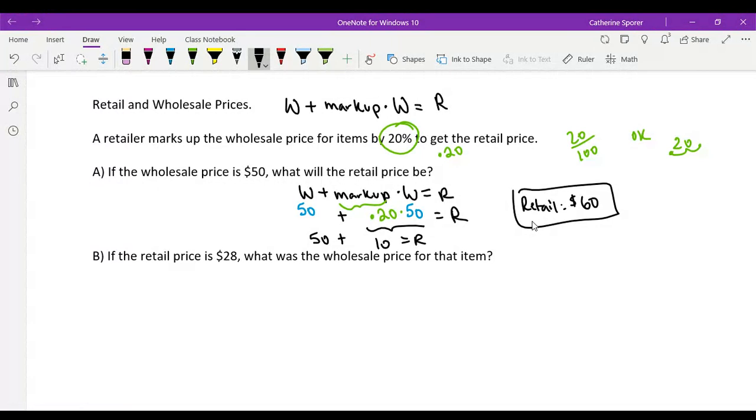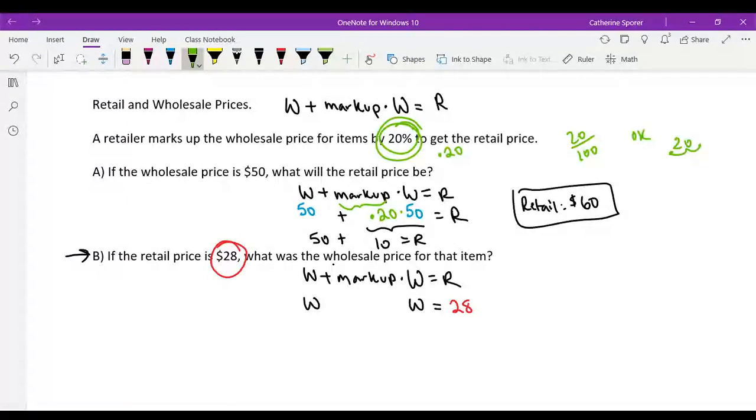Now let's say that the retail price for a different item is $28, so part B. We want to know what the wholesale price for that item was. If we use that same equation, wholesale plus the markup times the wholesale equals the retail price, we can use that equation, but this time we don't know the wholesale. That's what we're trying to find. So we can leave the W in the equation, but we do know the retail price is 28. And we still know that the markup is 20% or 0.20.